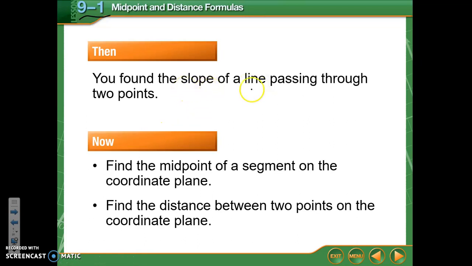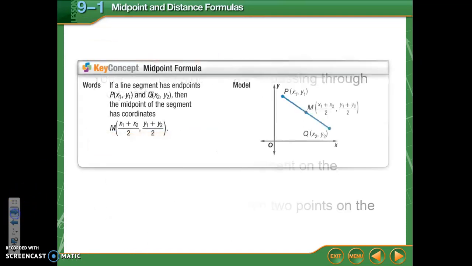So in the past, we've done slope of a line. So now we're going to review basically the midpoint and distance formulas between 2 points. So hopefully this will be a pretty straightforward section. Remember, the midpoint formula looks like this.